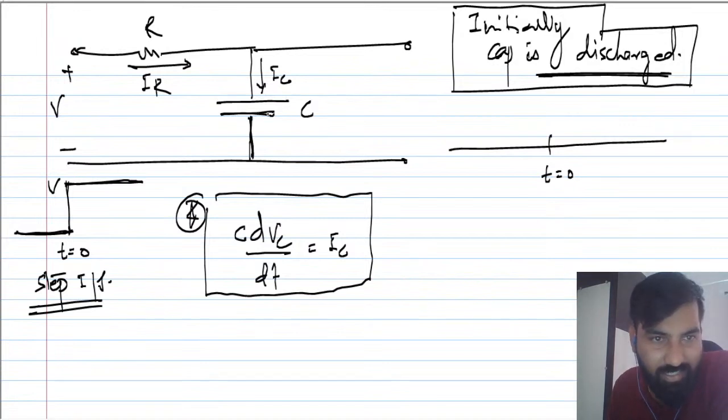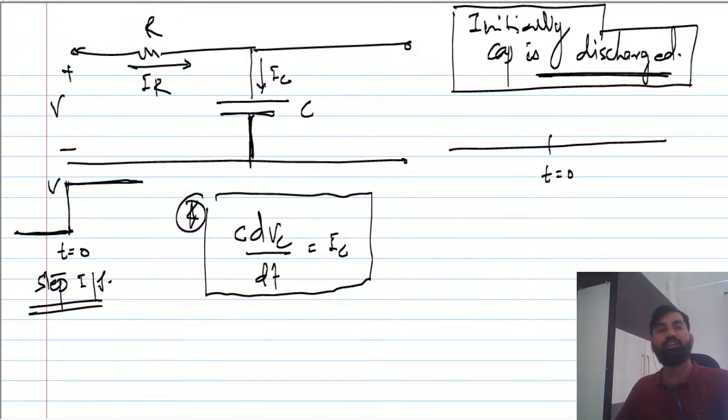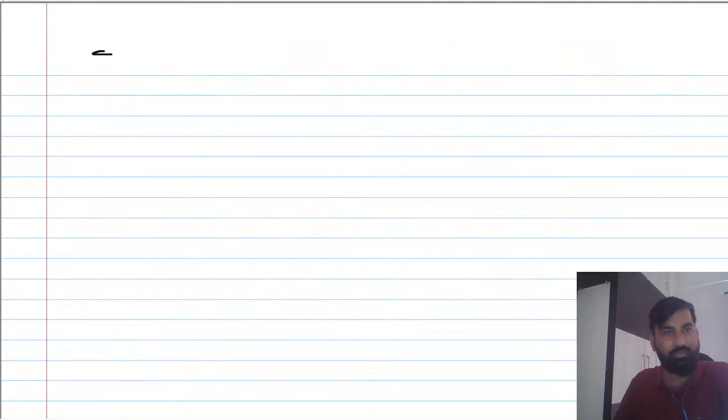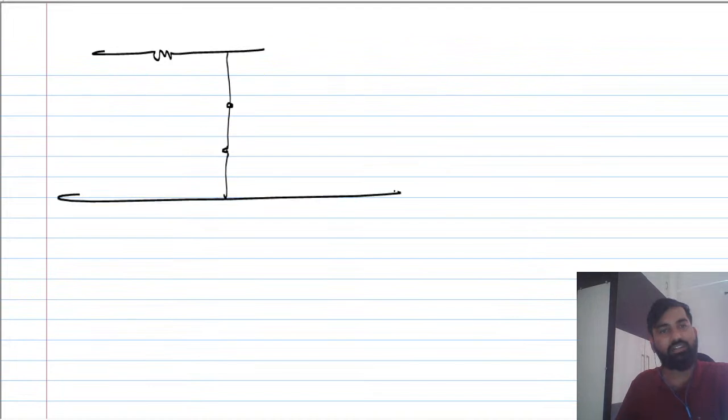So initially the capacitor is not charged. What kind of comment can you make here? The capacitor is not charged, it means that the voltage across the capacitor is zero. And what is the meaning of that? The voltage across the capacitor is zero, so you can say that this capacitor is replaced by a short circuit. You can always do it like this. See, now we are removing this capacitor.